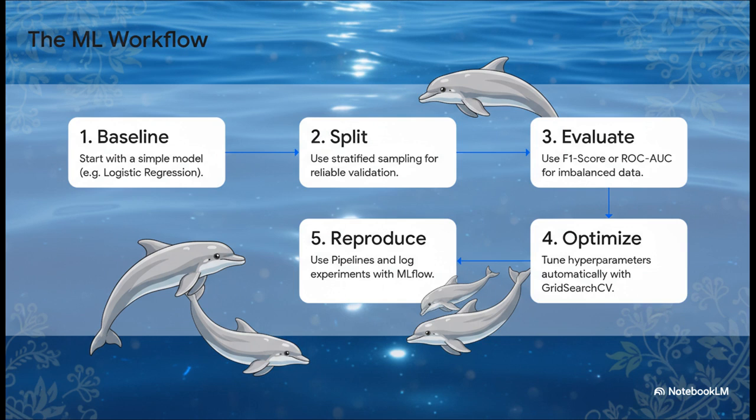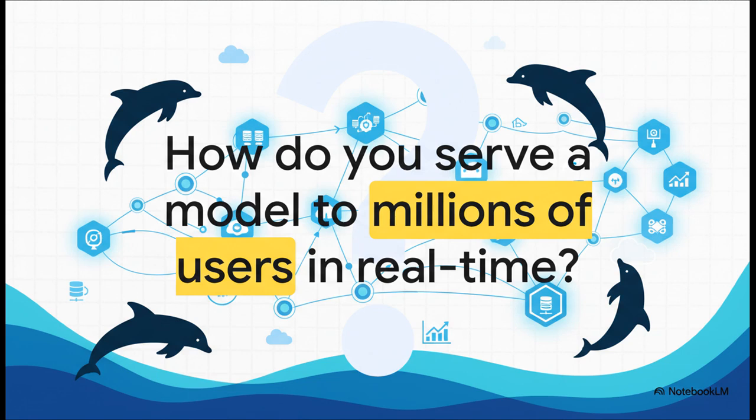3, evaluate with smart metrics like F1 and ROC AUC, not just accuracy. 4, optimize your model systematically with something like GridSearchCV. And finally, number 5, ensure it's all reproducible with pipelines and experiment tracking. This is the process that takes you from a simple script to a professional-grade ML asset. And there you have it, a process that gives you a high-performing model you can actually reproduce and trust.